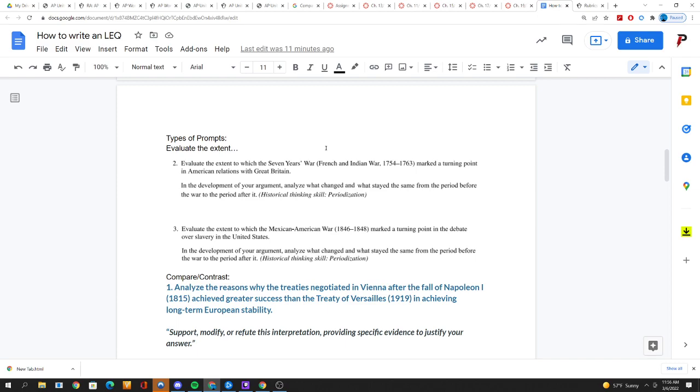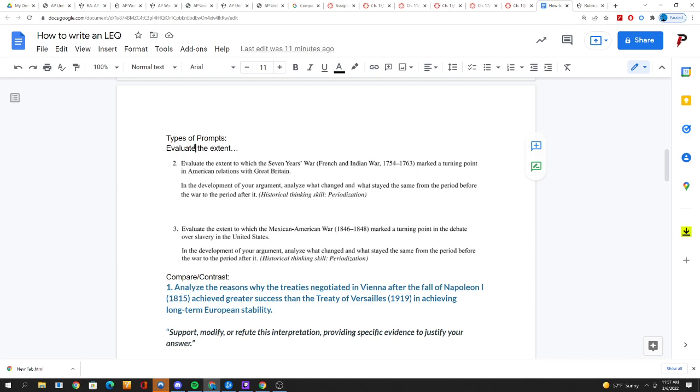So you typically have prompts called "evaluate the extent." And this is the one that AP history classes really, really push forward. The other two, it's possible that you could get them, but they're very unlikely. I actually looked at the last 5 years of AP tests, and the amount of compare and contrast and support, modify, refute the claim prompts that you get is very, very small. The AP classroom really, really likes this evaluate the extent type prompt, and I'm here to explain what it is.